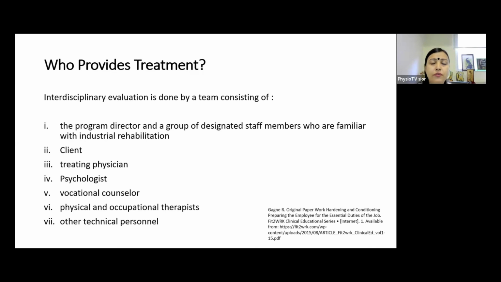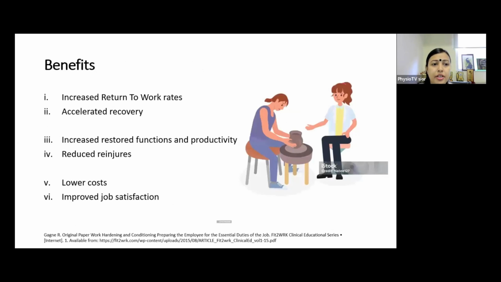A psychologist for ensuring that the psychological association or any negativity, demotivation related to the episode is gradually detached from the patient. Vocational counselor, who will time to time also give counseling on if any sort of modification or change in job profile or job rotation or slight modification in the job profile is needed. So for that, a vocational counselor also has to be there. Physical and occupational therapists, obviously, and any technical personnel who can be assisting during the rehabilitation program.